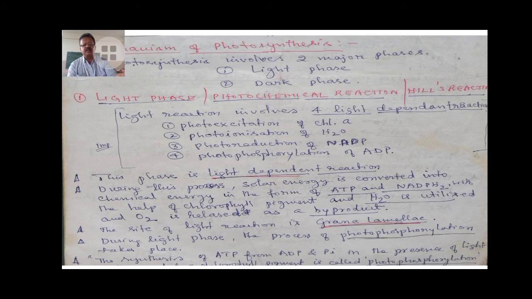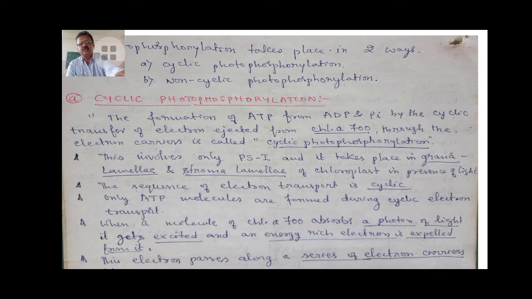Okay. Next, photophosphorylation usually takes place in two ways. The first way is called cyclic photophosphorylation, and the second one is non-cyclic photophosphorylation. Both are important from the point of examination, and both will be asked for 5 marks each. Number 1, cyclic photophosphorylation. Let us see in detail how it takes place during daytime.